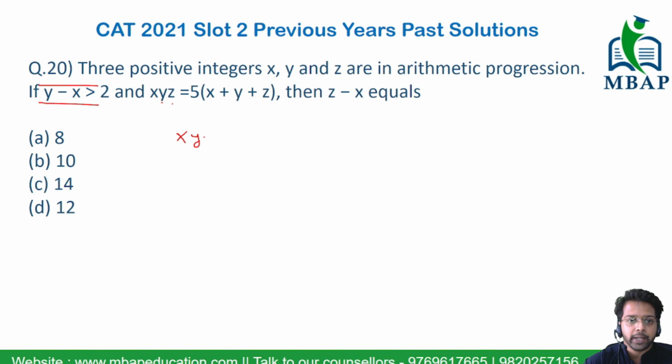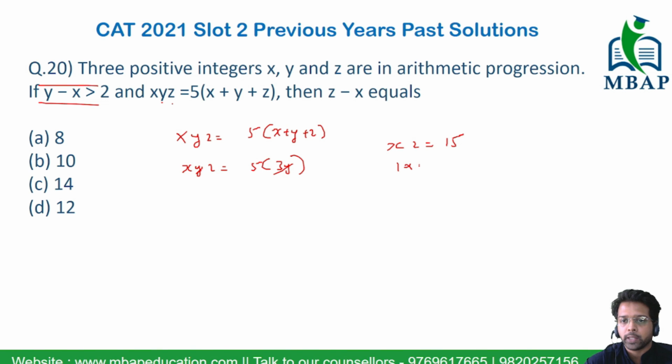Now what is being given to you? X into y into z is nothing but 5 times x plus y plus z. Now if x, y and z are in AP, x plus y plus z will be equal to 3 times y, right? So I can rewrite this as xyz is equal to 5 times 3 times y. Y will get cancelled. So x into z will be equal to 15. The product of two numbers to be equivalent to 15, there are only two combinations. 1 into 15 can give you 15 or 3 into 5 can give you 15. This could be the possible value of x and z.